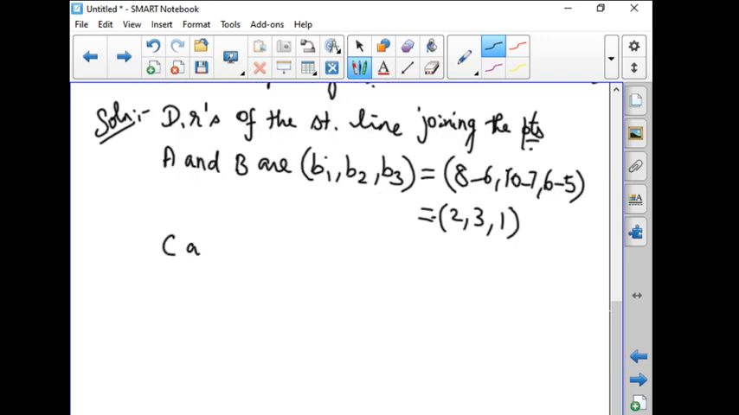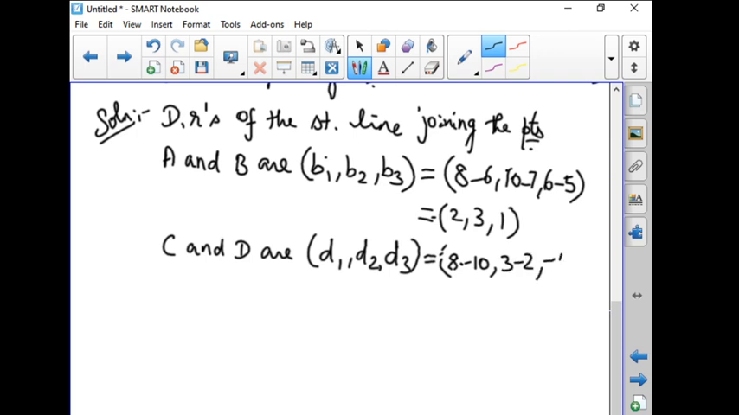Similarly, C and D are D1, D2, D3. Let us subtract this. C and D: 8 minus 10, 3 minus 2, minus 4 plus 5. So your answer is minus 2, 1, 1. So this is D1, D2, D3.